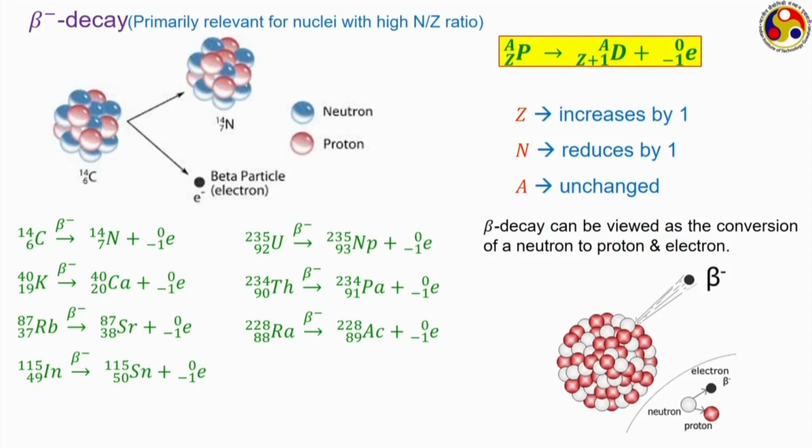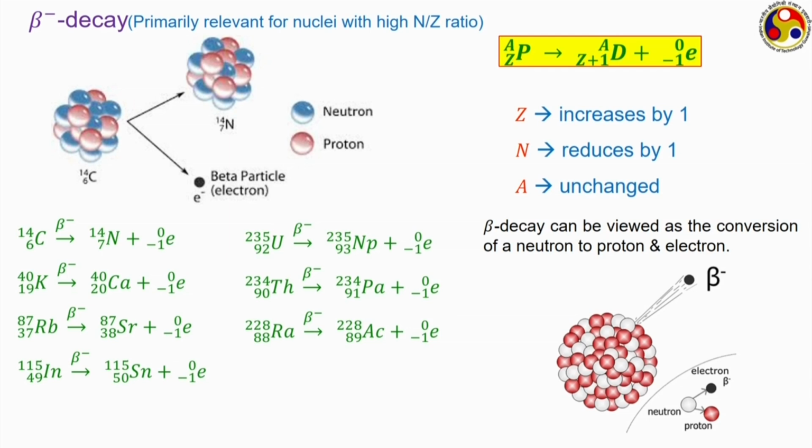So, as the neutron gets converted to a proton and an electron, its mass will be carried by the proton, and neutron is electrically neutral, but of the two products here, the proton is having +1 charge and electron is having -1 charge. So, that also remains balanced.